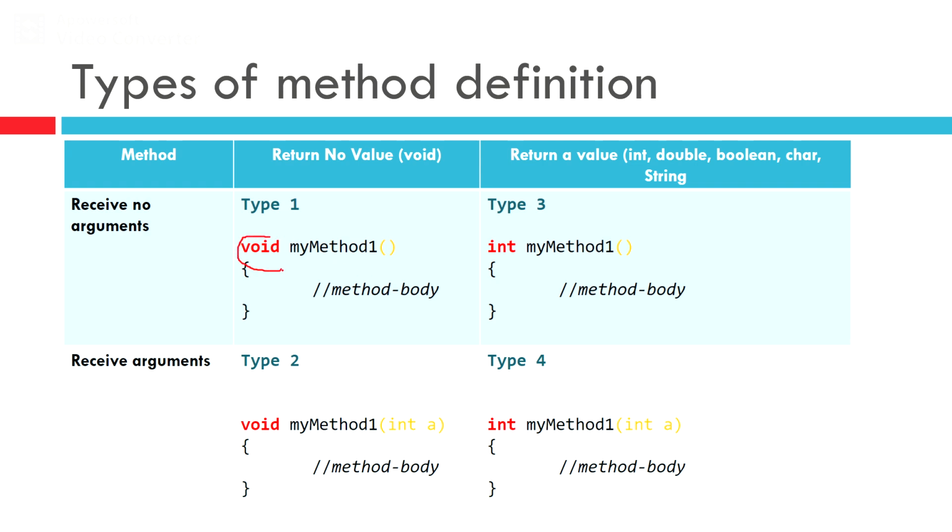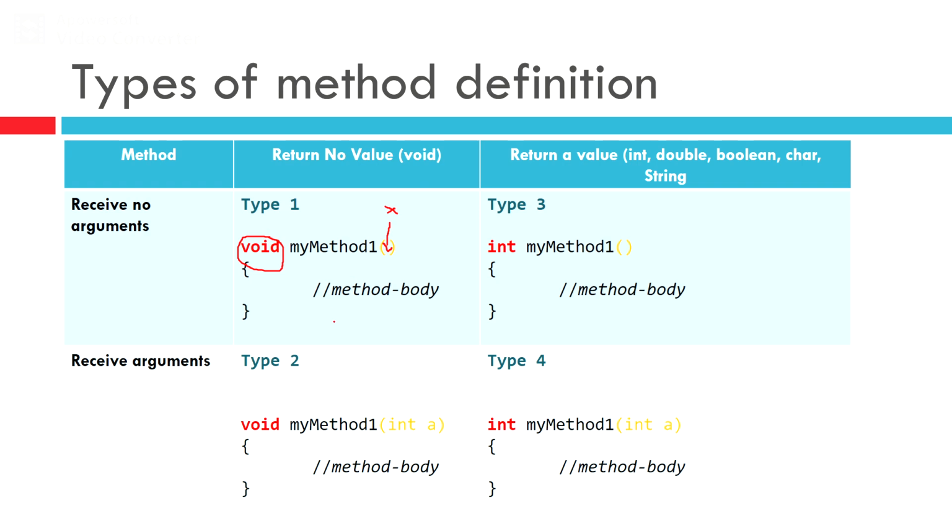return type is void and there is no parameter inside this bracket. No parameter inside the bracket. Okay, tiada sebarang parameter dalam bracket ini. So, kalau tiada parameter dalam bracket ini bermaksud this method receive no arguments. This method is a void type because there is no return value. Tidak ada return value di sini.